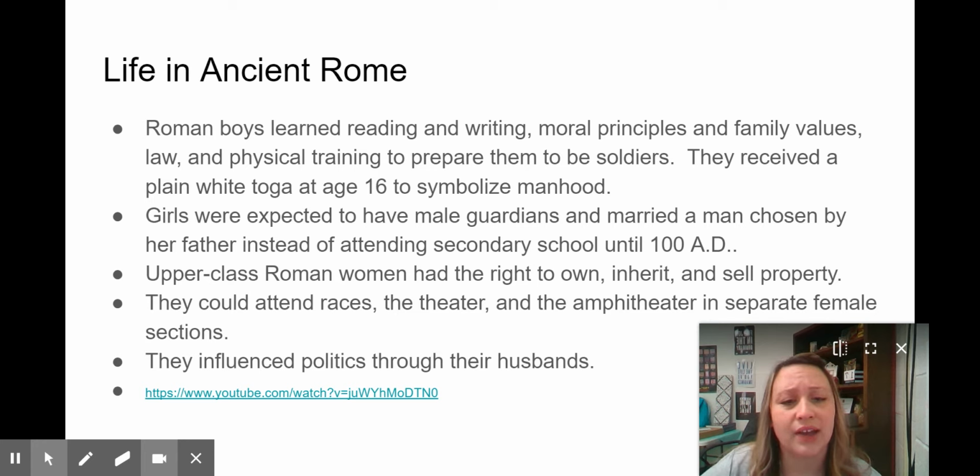Upper class Roman women had the right to own, inherit, and sell property. So if you were upper class, you were pretty privileged. You could attend races, you could go to the theater, you could go to the amphitheater, you just have to sit in a separate female section. So they influenced politics through their husbands. That would just be like me telling my husband, I think that we should make this decision. I don't think we should go to war. Or I think we should go to war, so and so should be punished. And then their husband would take that to the Senate. And so women had a lot more power than they did in Greece, for sure.